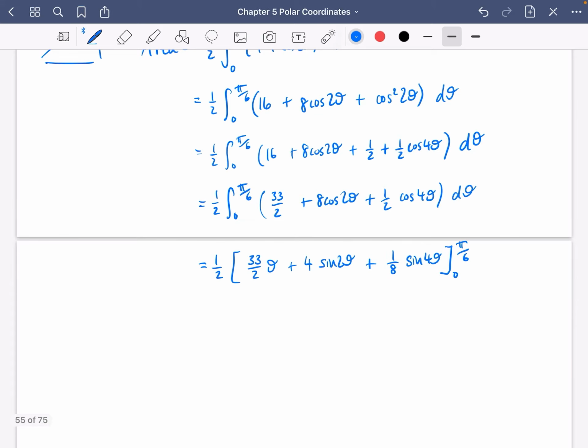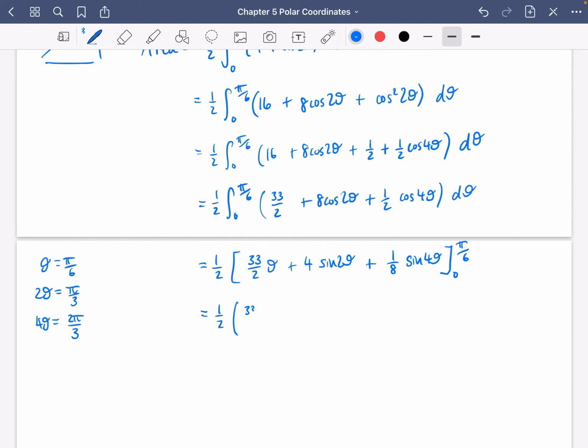So I might just do some little jots down at the side that if theta is pi over 6, when I sub in 2 theta, it's going to be pi over 3. And when I sub in 4 theta, it's going to be 2 pi over 3. That might help me with my substitution. So we're going to have a half. Let's sub in the pi over 6.